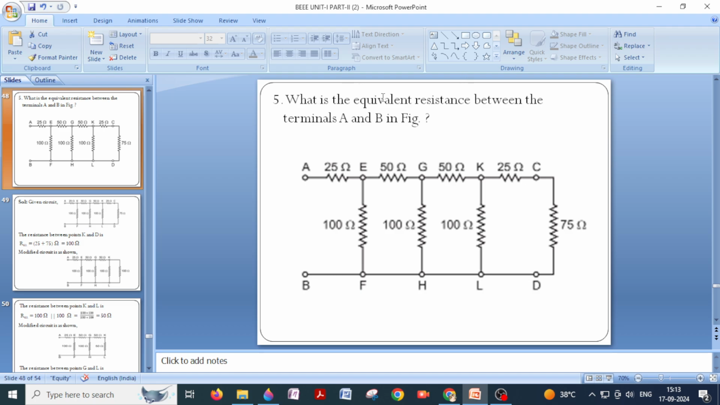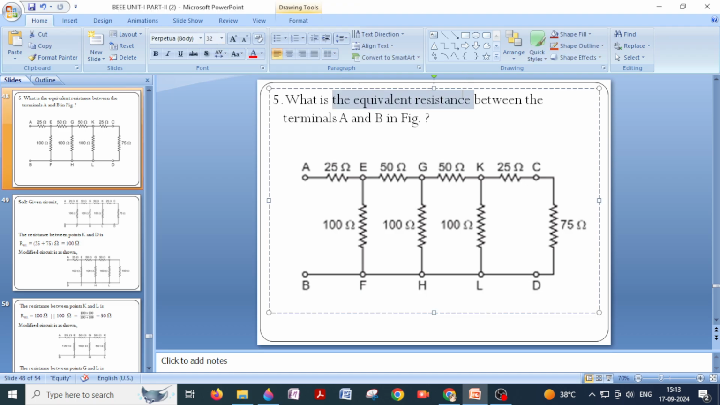In this problem, we have to determine the equivalent resistance between the terminals A and B. So look at this circuit. In this, A and B terminals are on this side. Equivalent resistance means we have to determine the total resistance in the given circuit. So we have to simplify this circuit.